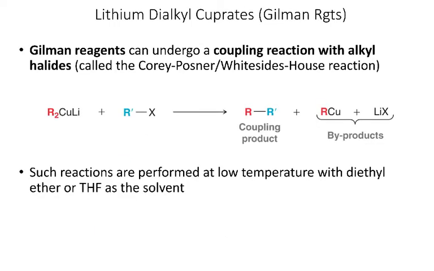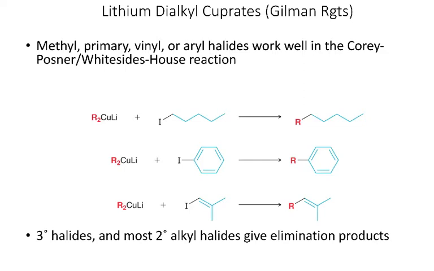One of the most important reactions that Gilman reagents undergo is a coupling reaction with alkyl halides. And so if I take my Gilman reagent and react it with an alkyl halide, I can actually create this coupling product. And what's unique about this is I'm creating a new carbon-carbon bond. And so this is a way to make longer and longer alkane chains. Now, an important limitation on these Gilman reagents is they work well with methyl, primary, vinyl, and aryl halides, but tertiary and secondary alkyl halides tend to give elimination products as opposed to the coupling products.